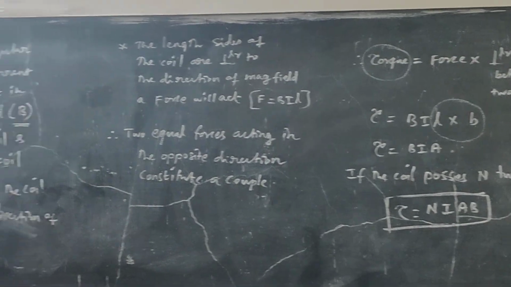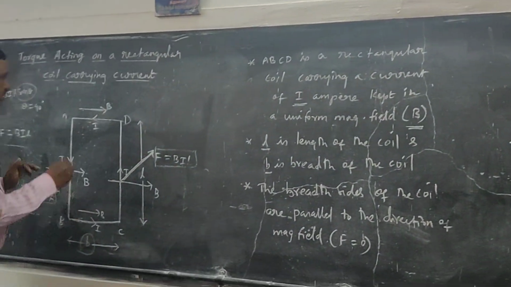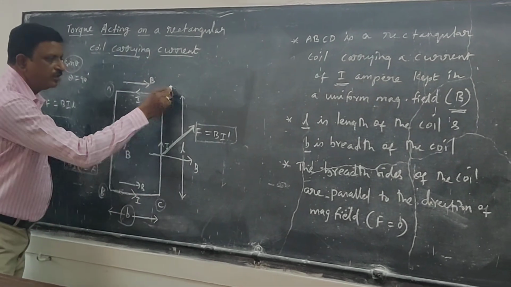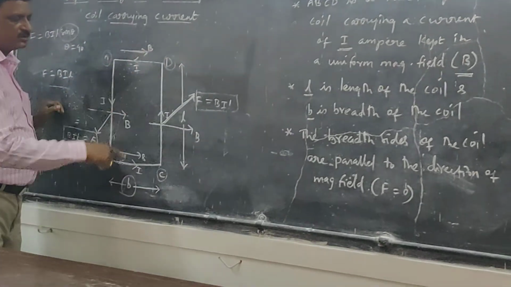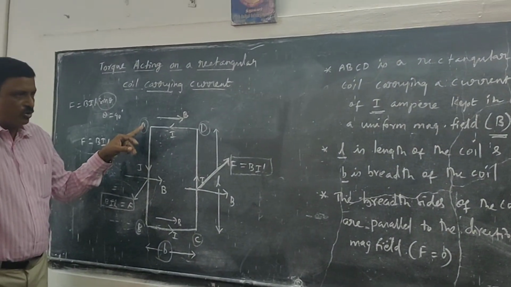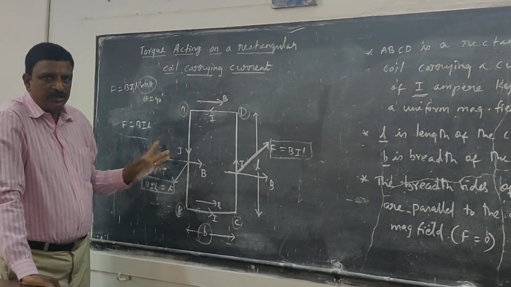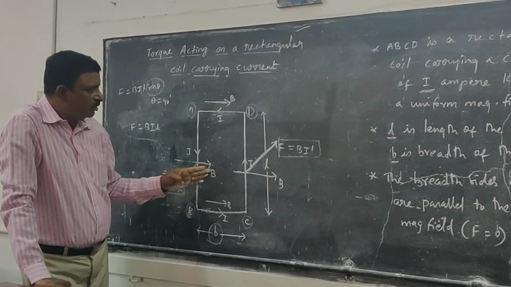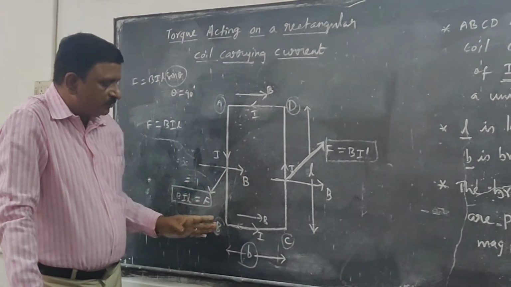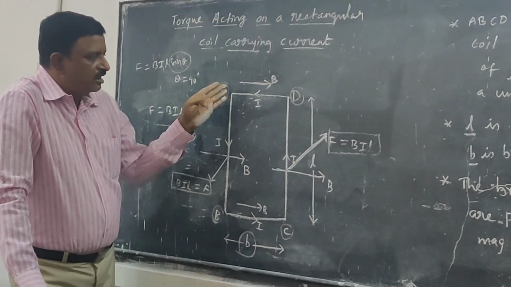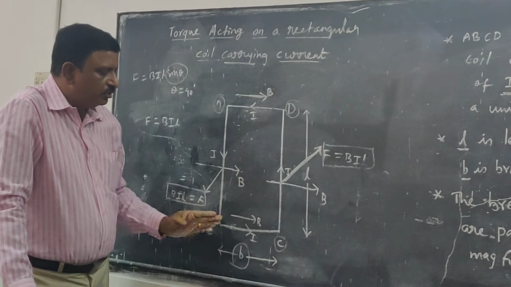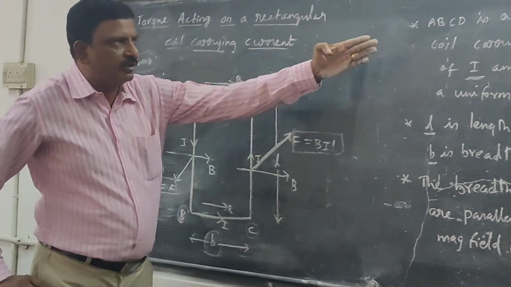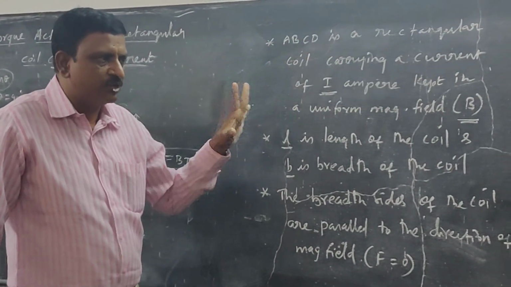Suppose you feel confused, without using this ABCD notation, you can use PQRS. Because here A is used for area of the coil, and the magnetic field is already represented by the letter B, so you should not confuse the B. If you want, you can change the representation as PQRS. So PQRS is the rectangular coil. That is the only change.